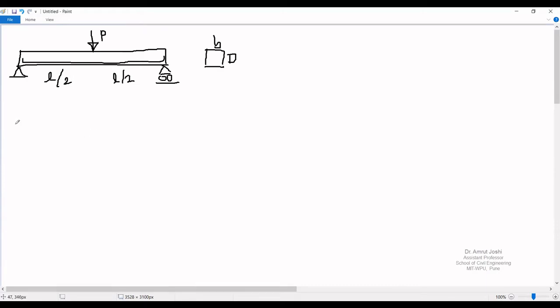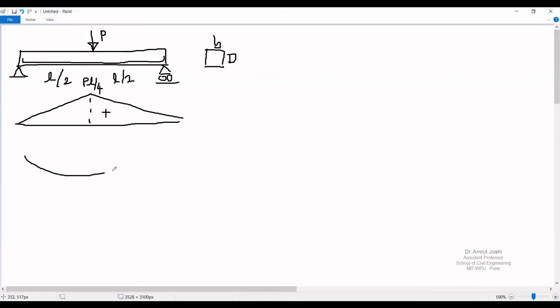Let us quickly draw its bending moment diagram. So its bending moment diagram is going to look like a triangle with maximum bending moment occurring just below the point load, and its magnitude is going to be PL by 4. It is going to be sagging in nature, therefore it is going to be positive. Under this load, the beam is going to bend in this fashion. So therefore it is going to have compression on top side and tension near the bottom face. So you can see the longitudinal steel is provided to cater for the tension on the bottom side.